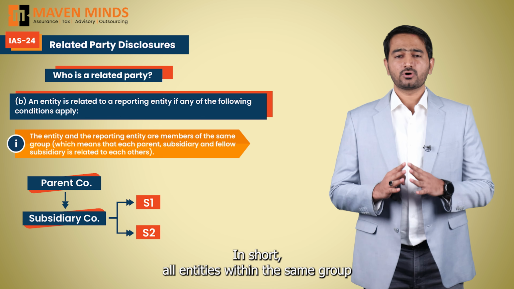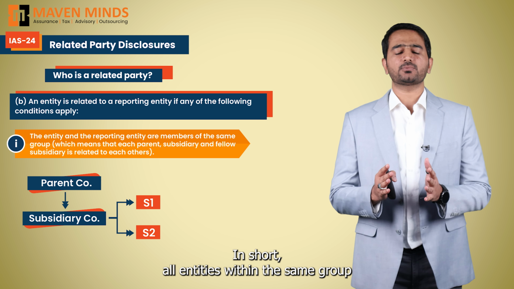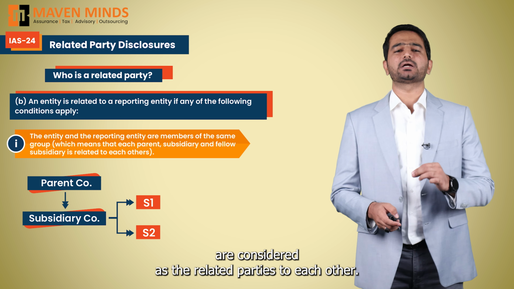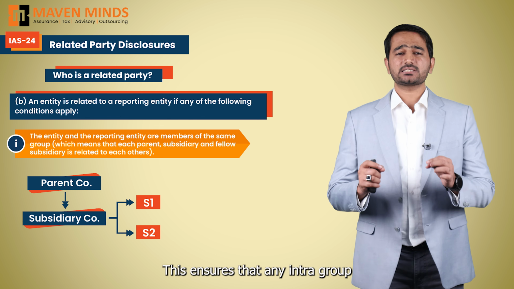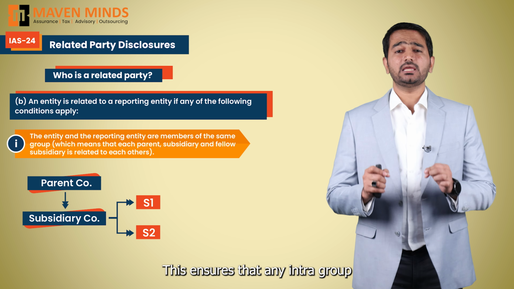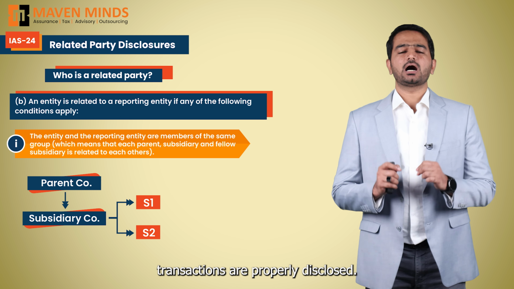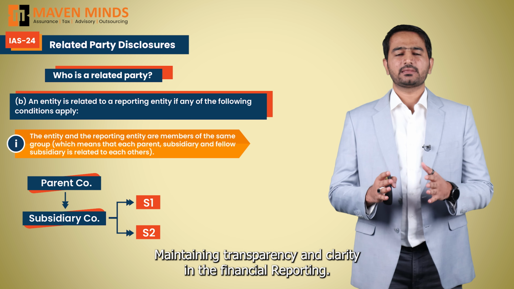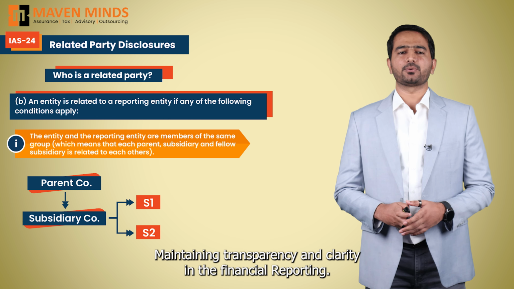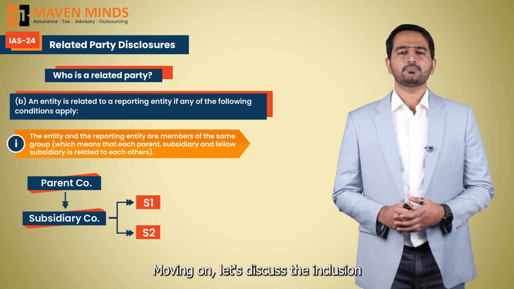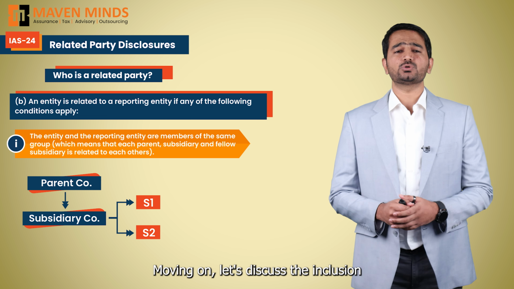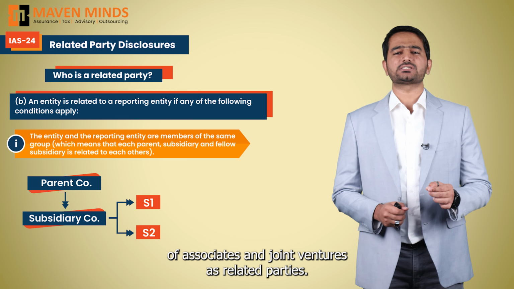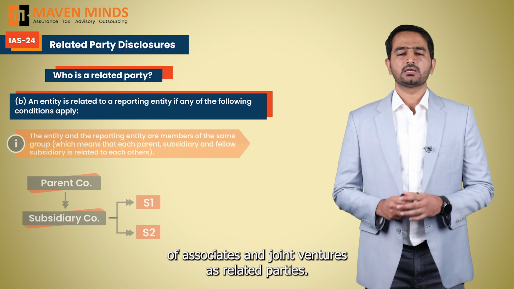In short, all entities within the same group are considered as related parties to each other. This ensures that any intra-group transactions are properly disclosed, maintaining transparency and clarity in the financial reporting. Moving on, let's discuss the inclusion of associates and joint ventures as related parties.